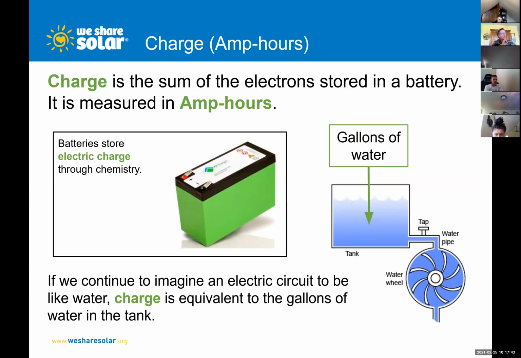So we've talked about amps, volts, and watts. And now we're going to talk about the last thing, which is charge, the electrical charge in a battery. And that's measured in amp hours. In this analogy of the water wheel, it's equivalent to how many gallons are in the tank, right? Or more.